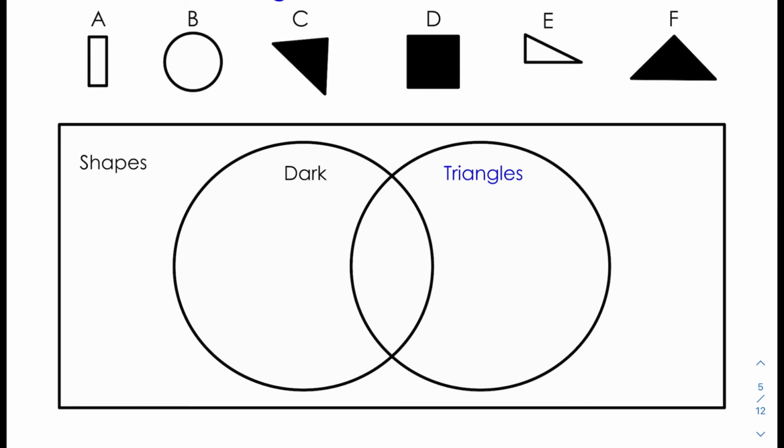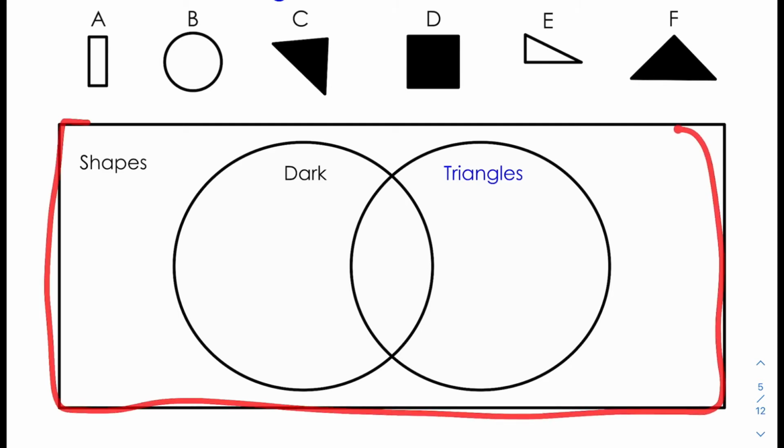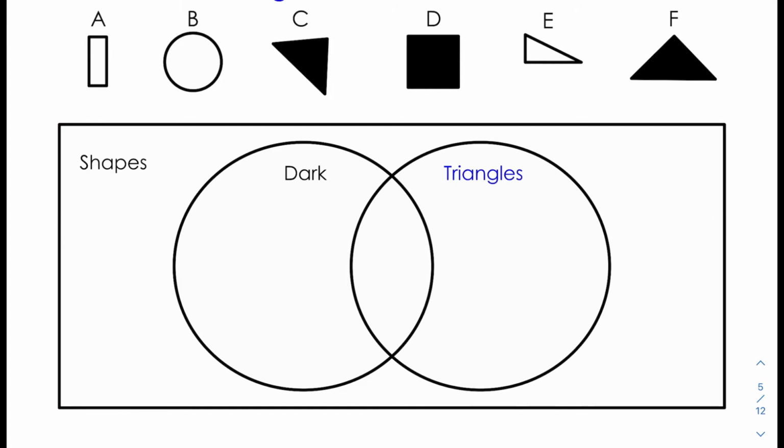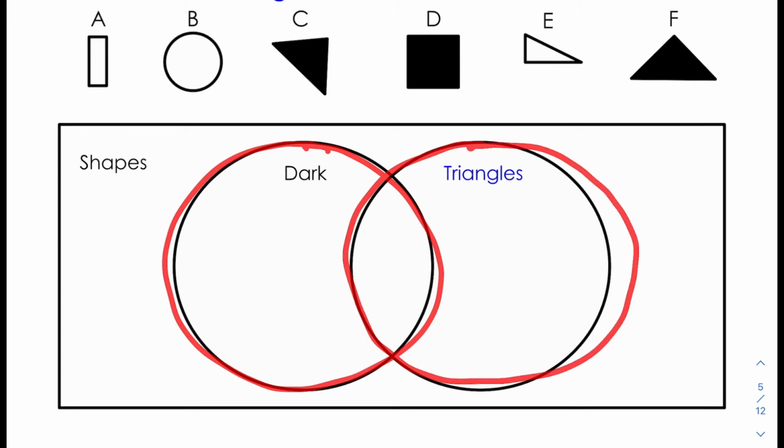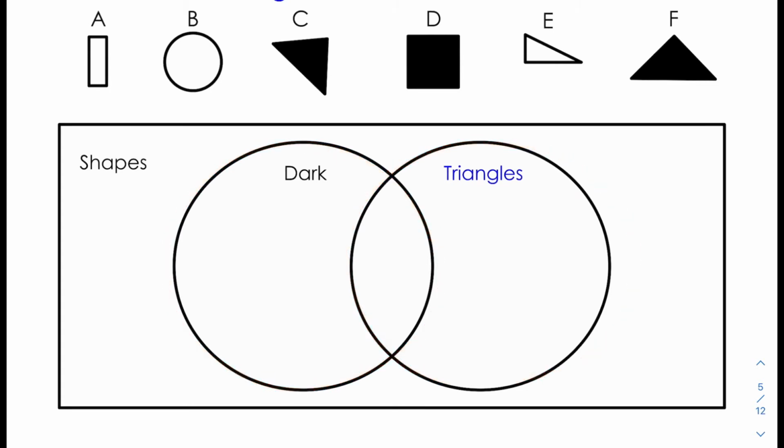Now in this Venn diagram, we have a few different areas. So things that are shapes will go inside this big rectangle. Ones that are dark will go inside this circle, and ones that are triangles will go into this circle. Now you'll notice that here there's an overlapping area. So ones that are dark and triangles will go into this middle section. So if you want, you can try this on your own by pausing the video and coming back when you're ready.